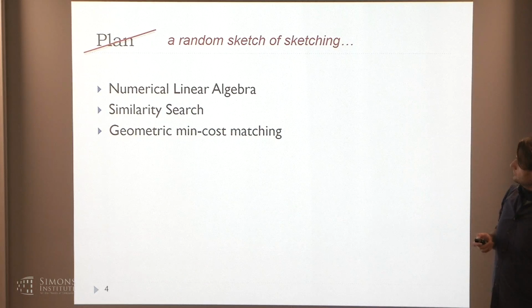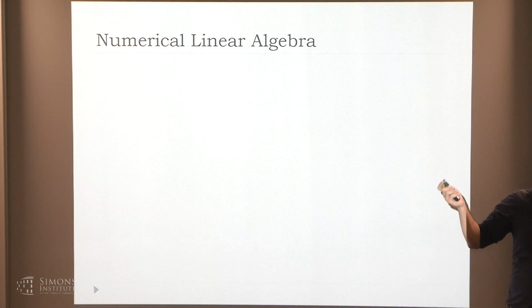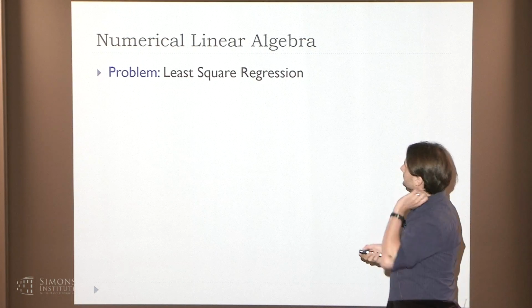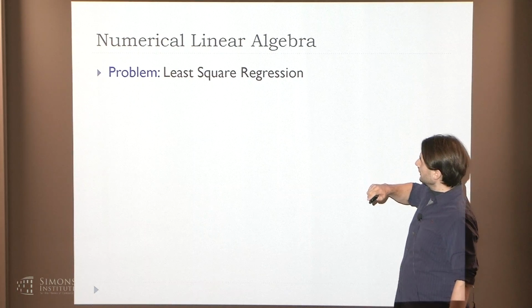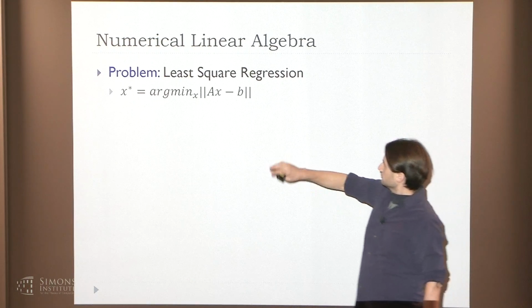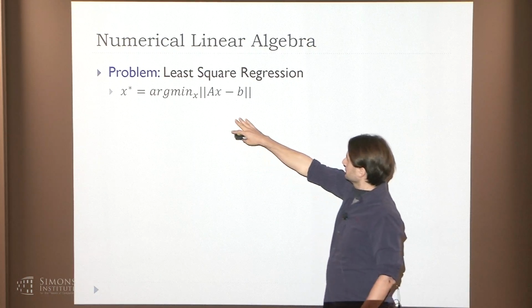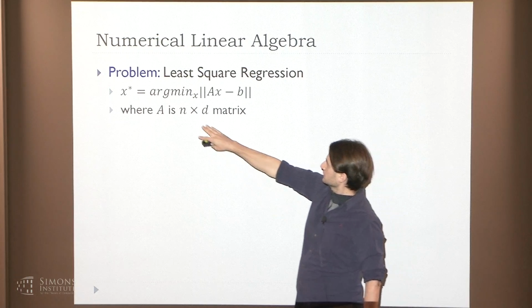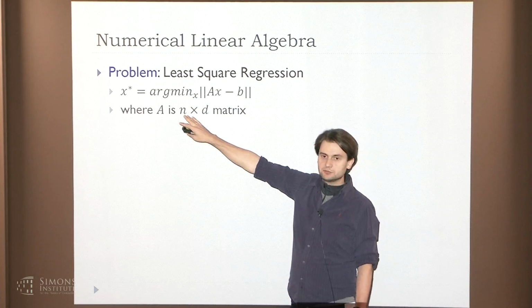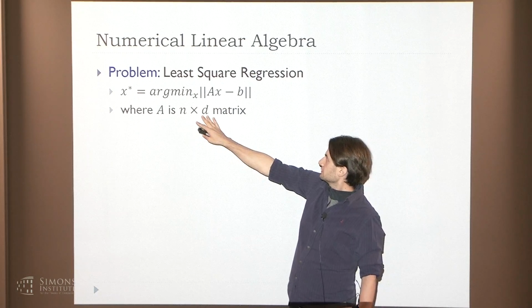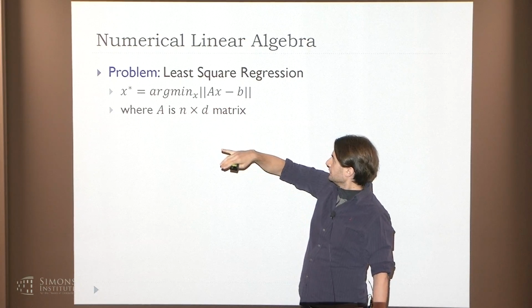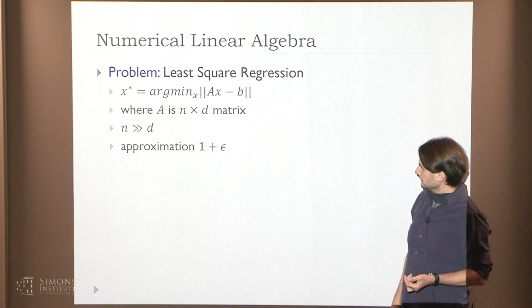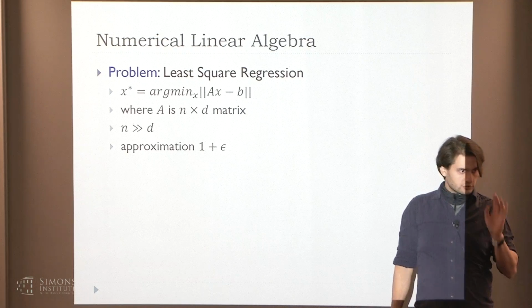Okay, so we'll start with the first one, and hopefully many of you have seen this, so this is more of a recap. The problem that we will consider here is least square regression. We want to find x which minimizes this L2 norm, where A is a matrix of size n by d. We'll usually think of n as being much larger than d. So d is the dimension of vector x, and n is the number of samples. And we will allow a 1 plus epsilon approximation.